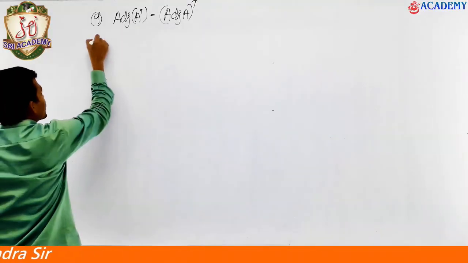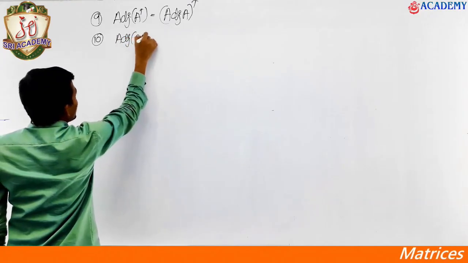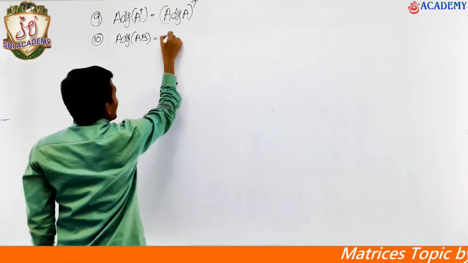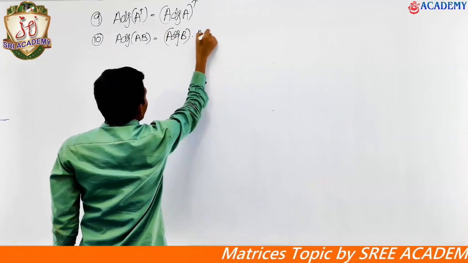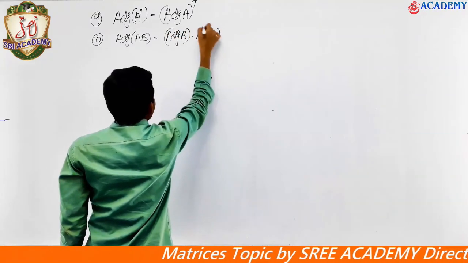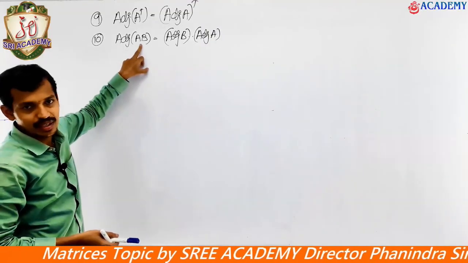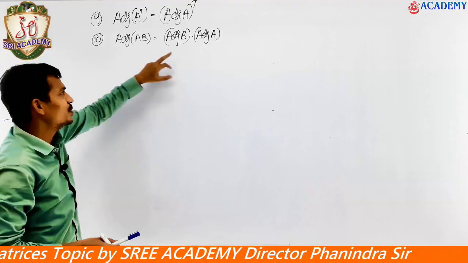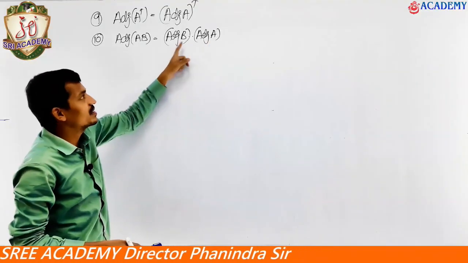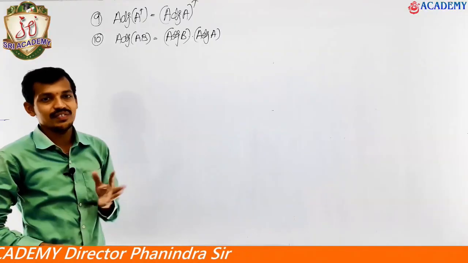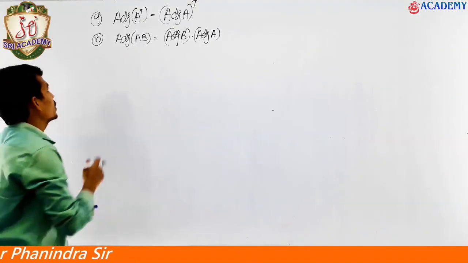And one more: adjoint of AB equals adjoint of B into adjoint of A. To find the adjoint of the AB matrix, AB is one matrix. If you know adjoint B and adjoint A, if you multiply those two like this, adjoint of B into adjoint of A, not adjoint of A into adjoint of B, then you will get the adjoint of AB.